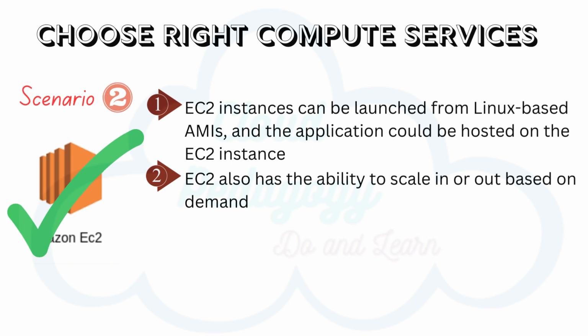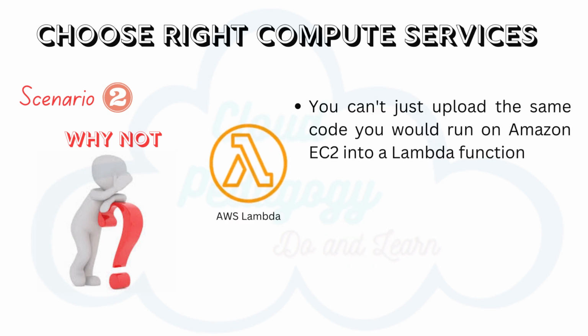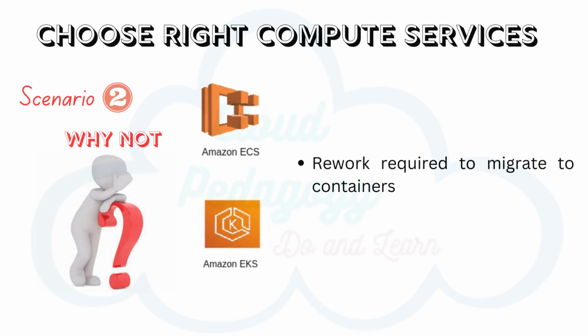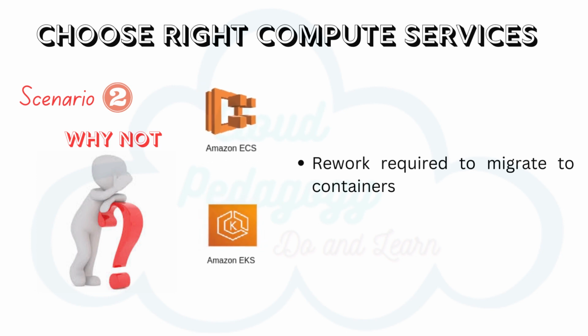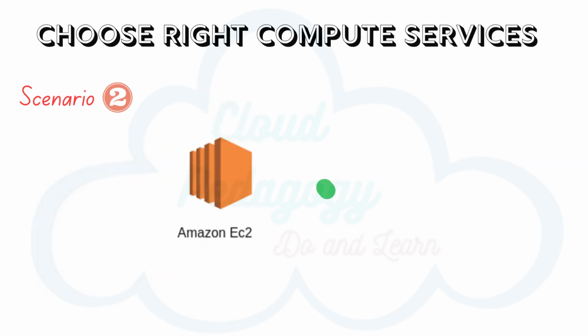So before going to the next question, let's explain the thought process behind eliminating the other compute services we covered in the answers to this application. Sure thing. So AWS Lambda could work, but you cannot just upload the same code you would run on Amazon EC2 into the Lambda function. There would have to be a decent amount of refactoring in order to take advantage of that service. Same idea with any of the AWS container services like ECS or EKS. Again, you would have some amount of rework required to migrate to containers. Therefore, Amazon EC2 is the best option for this migration. Let's get to the next use case.